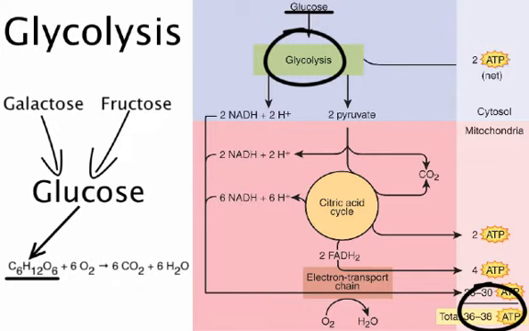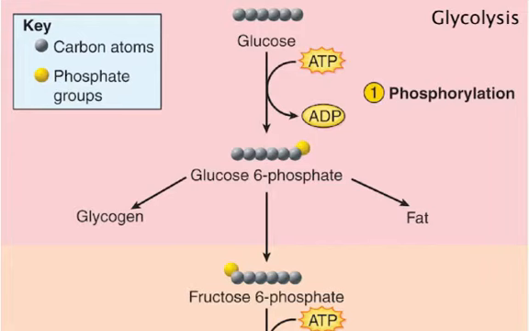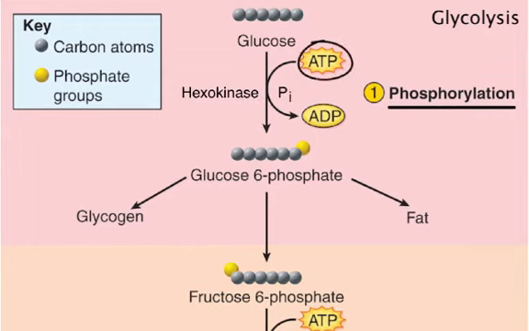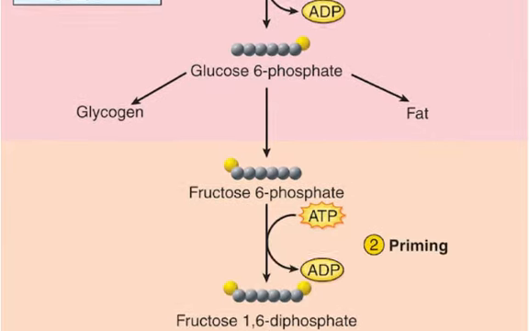It splits the glucose molecule into two molecules of pyruvic acid in a series of steps, and they happen in the cytoplasm. Step 1 is phosphorylation, in which the enzyme hexokinase transfers an inorganic phosphate group from ATP to glucose. This produces glucose 6-phosphate. Step 2 is priming.